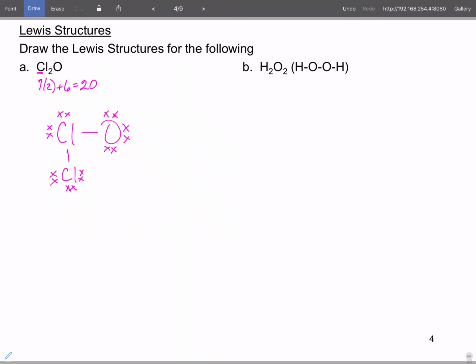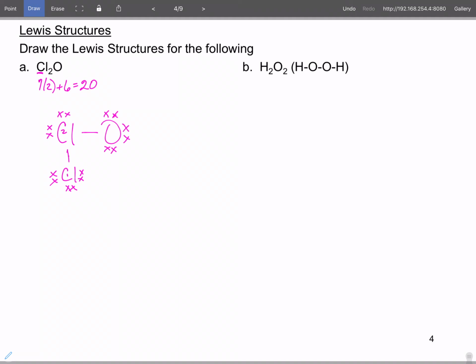We look at it, and we're going to call this one carbon 1 and this one carbon 2. If we look at carbon 1, remember the bond counts as 2. We have 8 electrons. Carbon 2 has 8 electrons. Oxygen has 8 electrons. Everybody's happy. We're good. We're done.